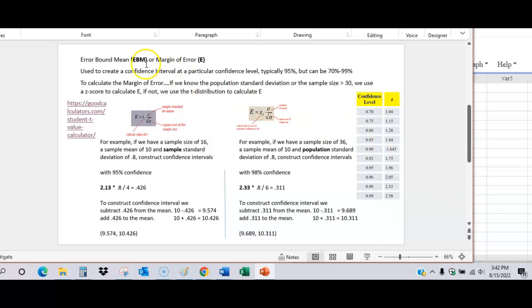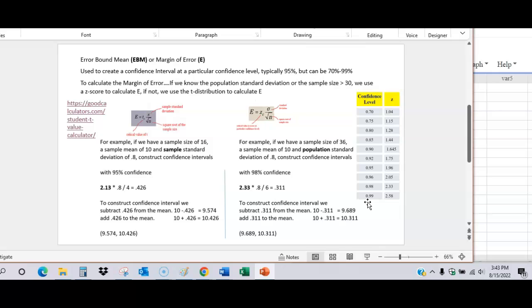So margin of error is also called the error-bound mean, EBM, and we use that margin of error to create our confidence level. Typically 95%, but it can be anywhere between 70 and 99%. If we know the population standard deviation, we can use this formula over here, which uses a z-score at a particular confidence level. So if you went through the slides for this week, you would have seen this table. The z-score at a particular confidence level is a constant. It doesn't change. It doesn't have to be calculated. Typically, you would see it in a table like this.